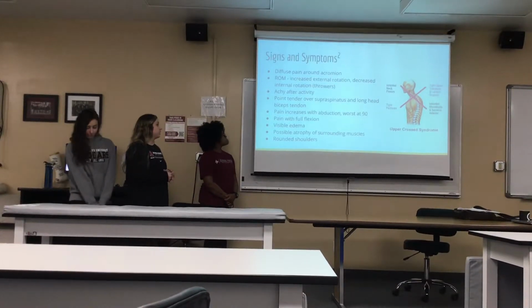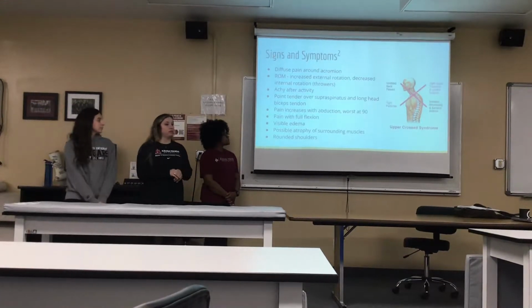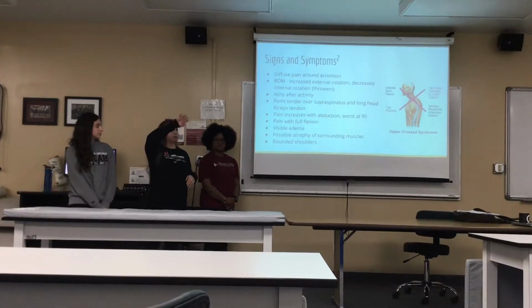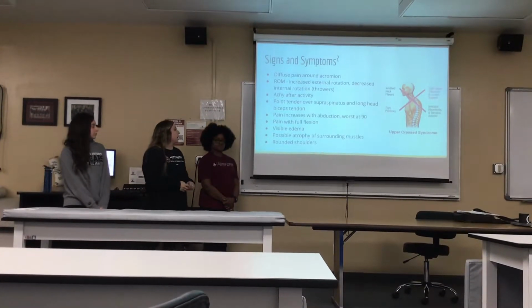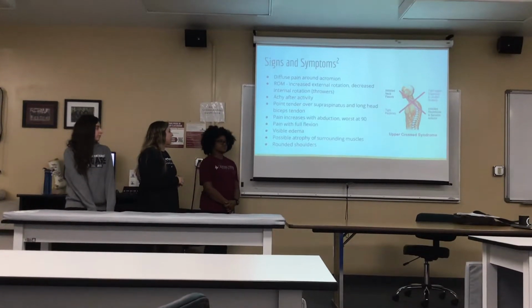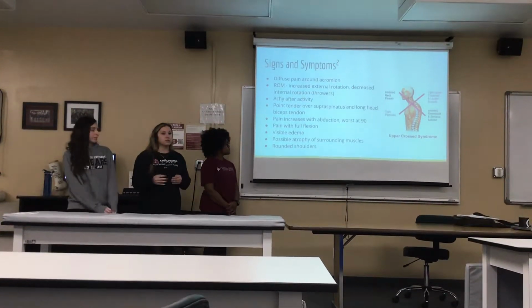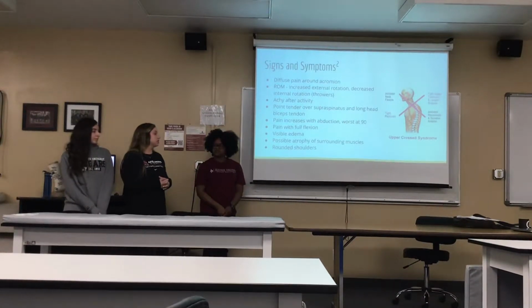Pain increases with abduction and is worse at 90 degrees. Also pain with full flexion, and that's when the acromial space is the smallest because it's compacted in that position. Visible edema: sometimes you can see some swelling. Possible atrophy of the surrounding muscles, so if we're not strengthening because we're in pain, then we can see a little bit of atrophy in the other muscles.